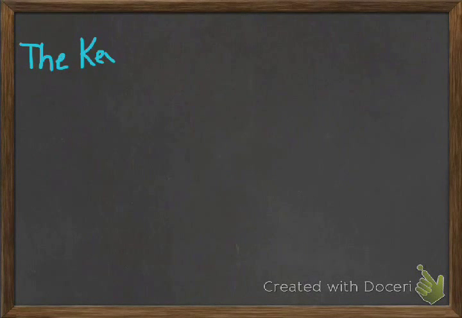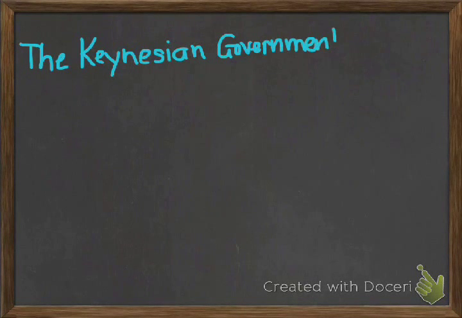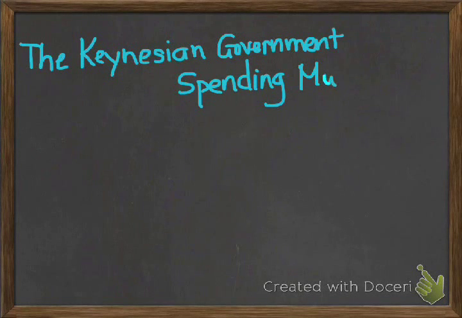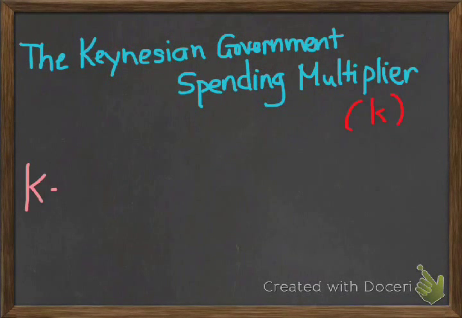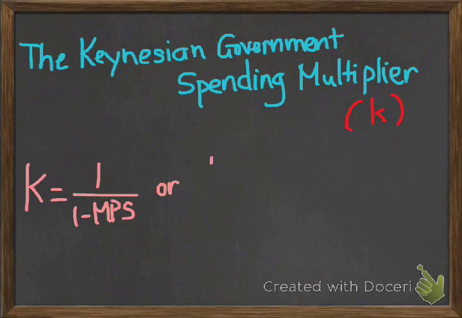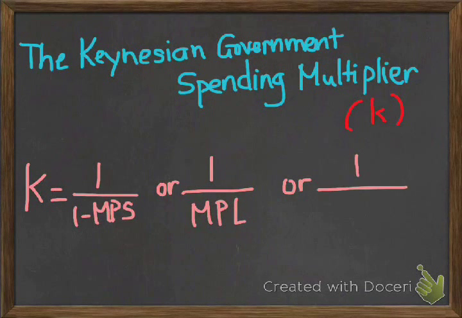Now let's talk about the government spending multiplier, which is simply called K. We have the equation K equals 1 over 1 minus MPC, or 1 over MRL, or 1 over MPS. We should know that the higher the MPC, the greater the multiplier will be. Any increase in government spending equals an increase in AD of K times government spending.